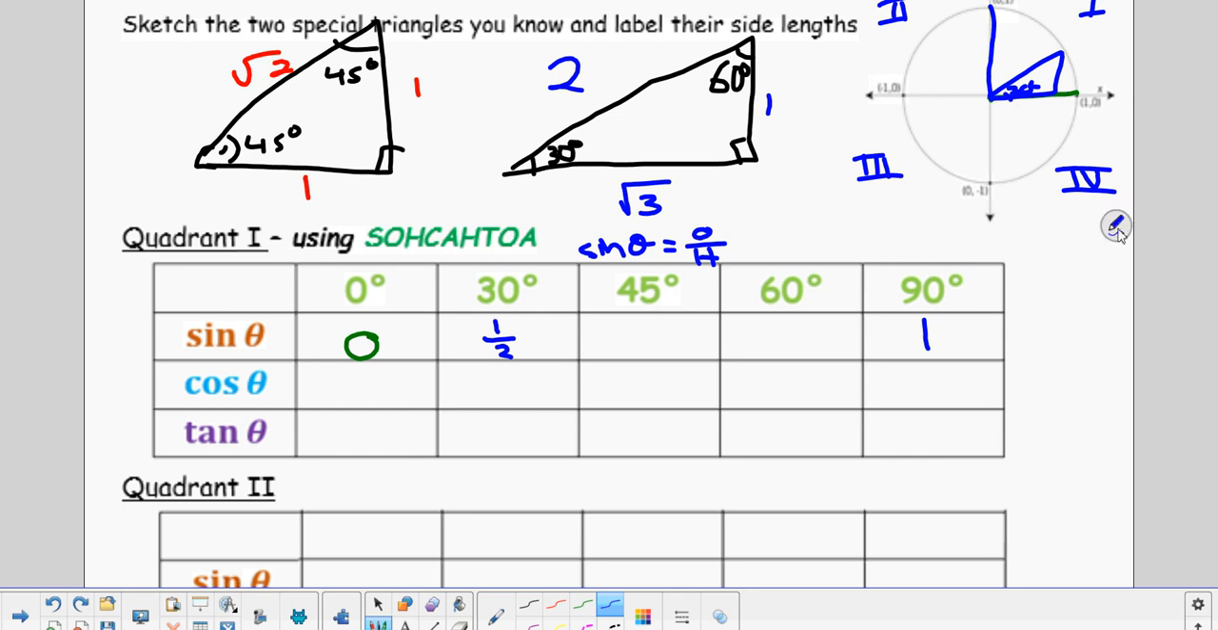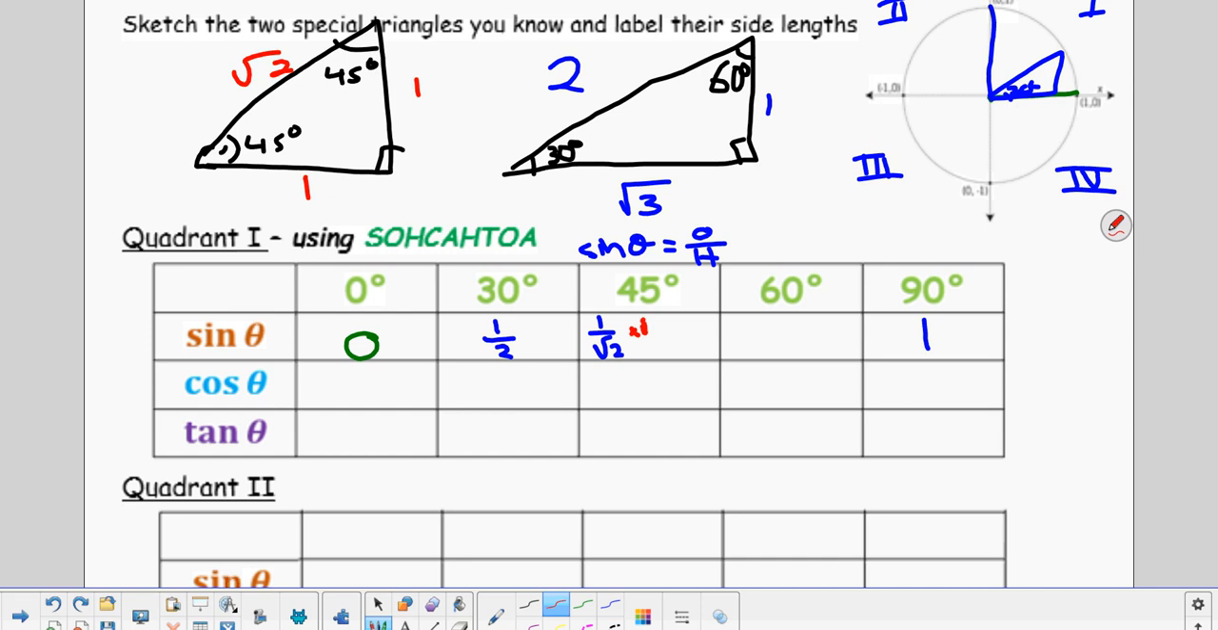So 45. Opposite over hypotenuse is 1 over root 2. Yeah, exactly, 1 over root 2, and then you have to get rid of the root on the bottom.